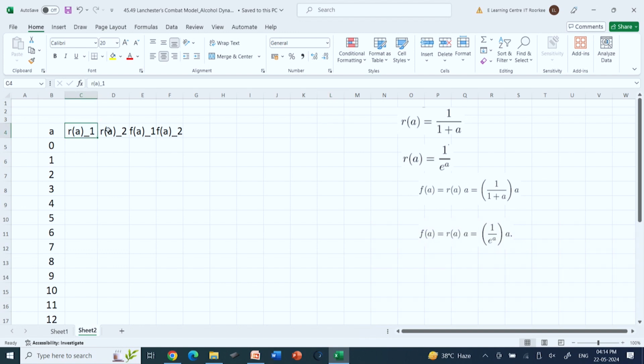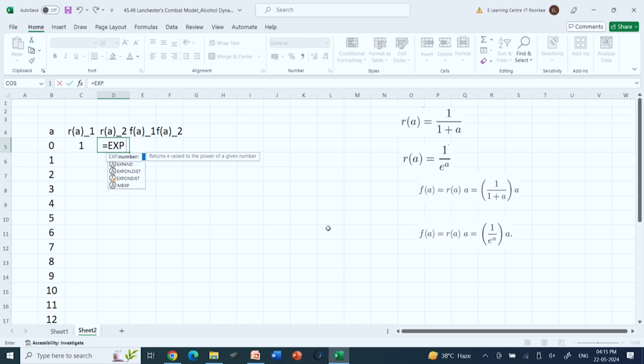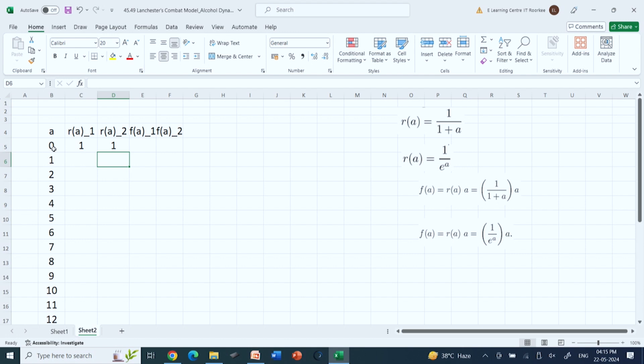So, first rational function and second exponential function. I will come to what is this Fa. So, the first one is equal to 1 by 1 plus A, and this is equal to 1 by, or you can write this as exponential minus A. So, exp of minus A. So, I get both of them.